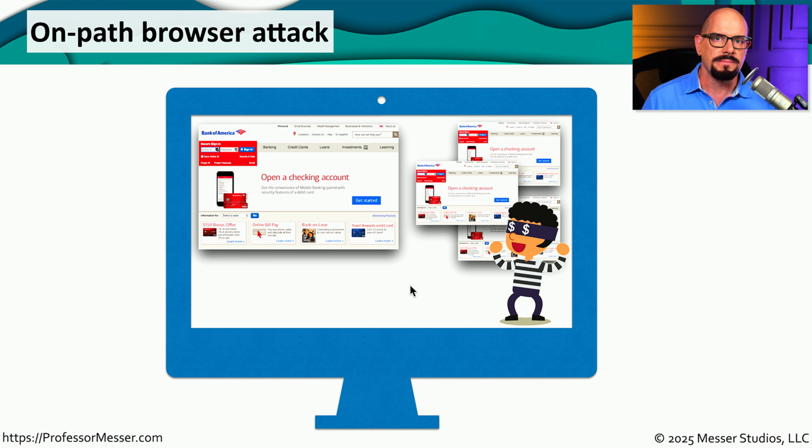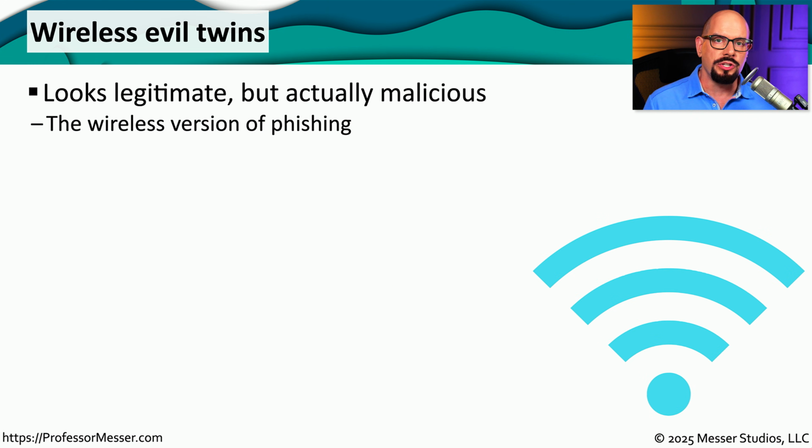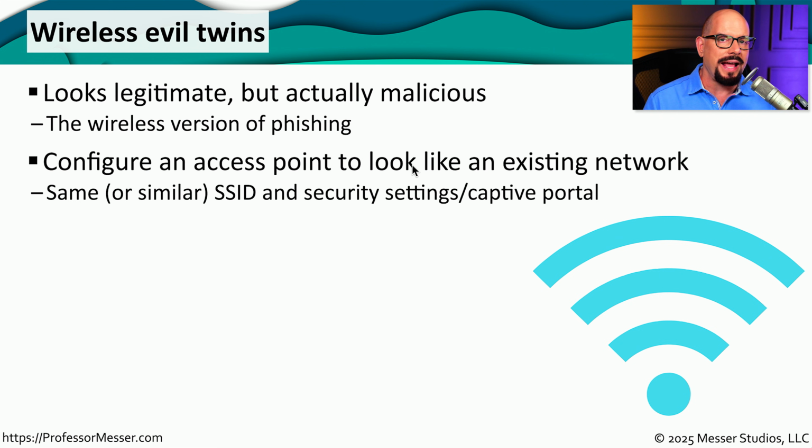One place that an attacker could use an on-path attack might be on an open wireless network that you might find in an airport, a coffee shop, or any other public area. This is something called a wireless evil twin, where a separate access point is created that has a very similar look and feel as the existing access points on that network. The attacker will create an access point that has the same SSID or network name, it has the same security settings, and they might even create a captive portal screen that looks very similar to the one that currently exists.